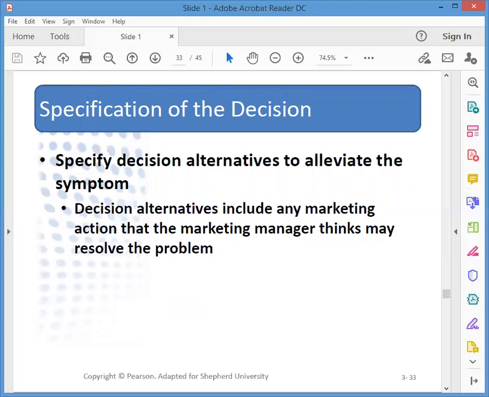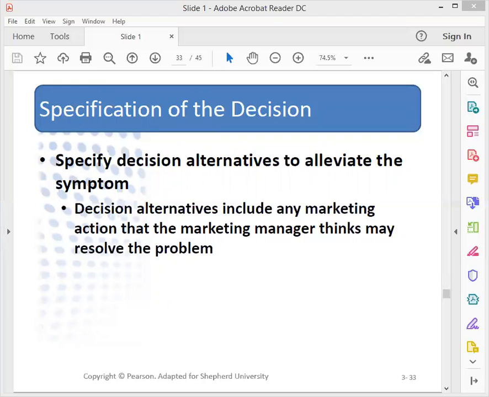So decision alternatives include any marketing action that the marketing manager thinks may resolve the problem. We also have to look for consequences of our decision alternatives. Consequences are the results of marketing actions. What are the most likely consequences we can anticipate with each decision alternative? If we do not know these consequences, marketing research can help us by providing information that allows us to predict the consequences.